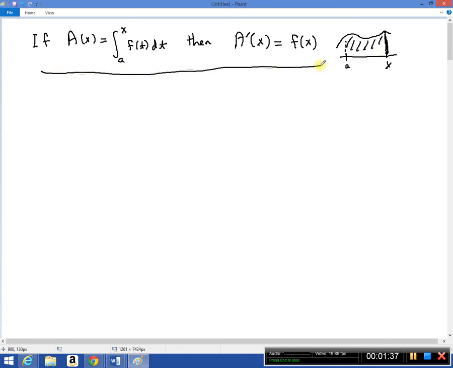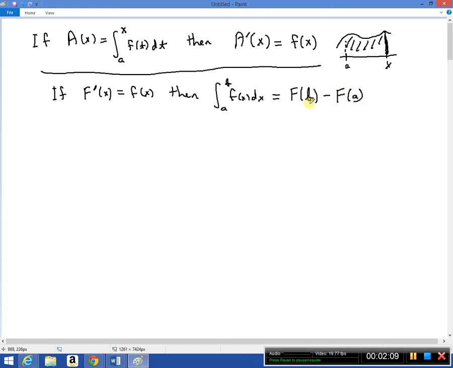Part 2 says that if you can find an antiderivative, that is, if capital F happens to be an antiderivative, which would mean its derivative is little f, then you can calculate the integral from a to b of this function little f simply by taking your antiderivative and plugging in the upper limit of integration, taking the antiderivative and plugging in the lower limit of integration, and subtracting. And that gives you the answer.